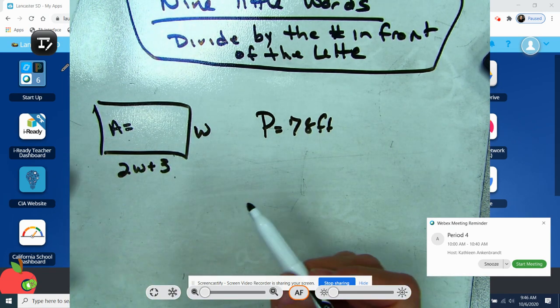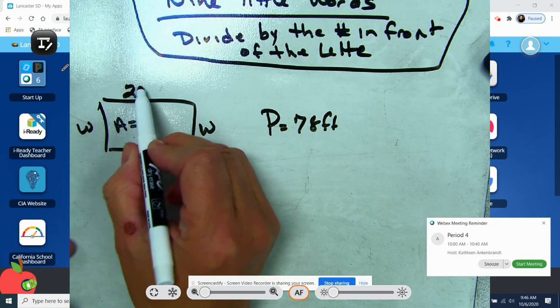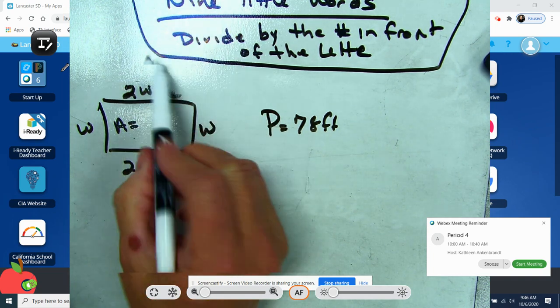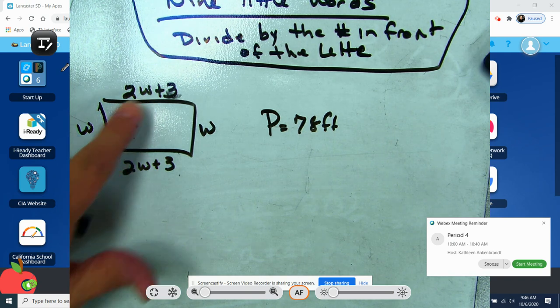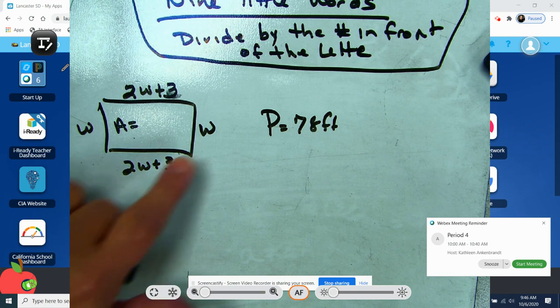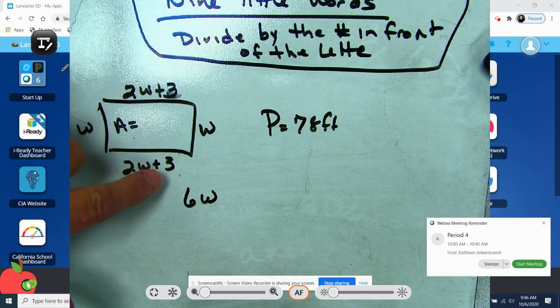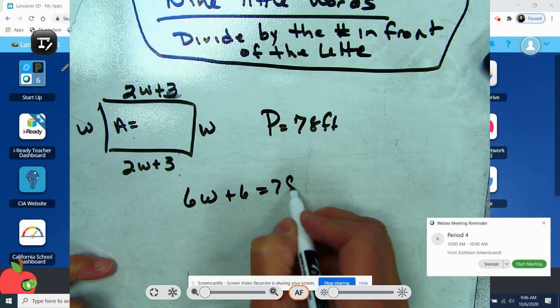So this, we don't have all the numbers, so we have to put everything in here so we know what we're looking at. So if this is 2w plus 3, then this is 2w plus 3. If this is w, this is w. So now we're going to count the w's. So we have 2 w's here, 3, 4, 5, 6 w's. We have 3 plus 3, which is 6, and we know it equals 78 feet.